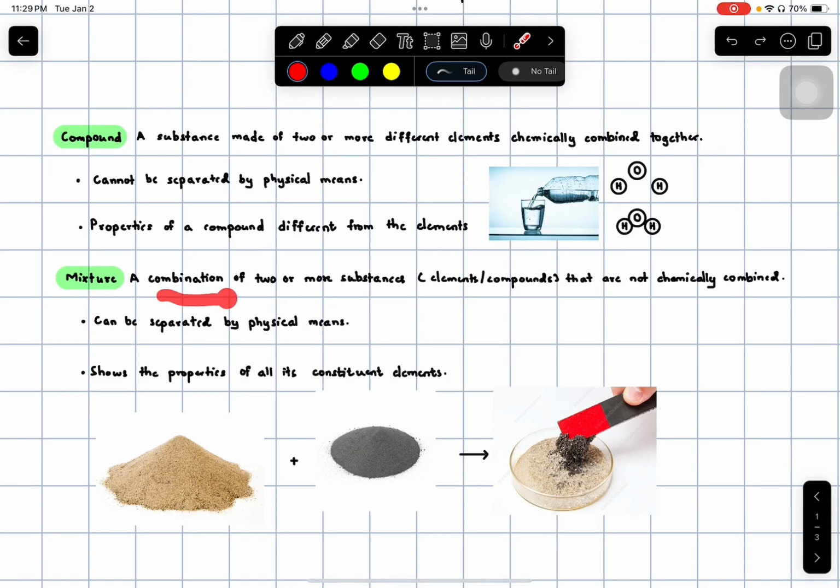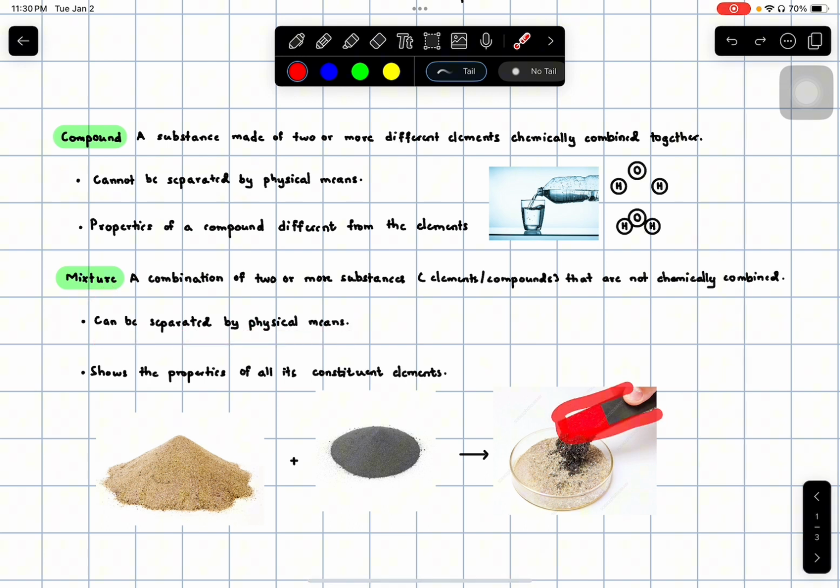A mixture is defined as a combination of two or more substances, which could be elements or compounds, that are not chemically combined. I'll explain this through an example. Now I have a pile of sand here and some iron filings here. If I mix two of them together, I'll get a mixture of sand and iron filings, but I did not get a new chemical compound of sand and iron. I just get a mixture of sand and iron here. And they are a mixture because they can be separated by physical means.